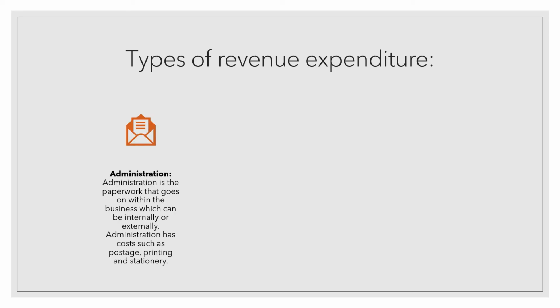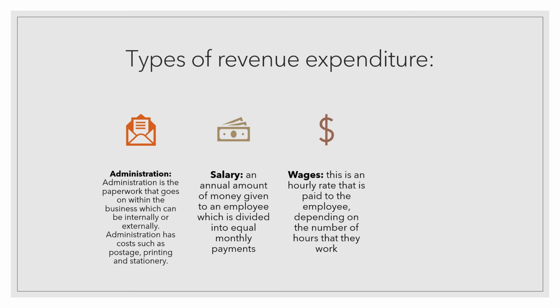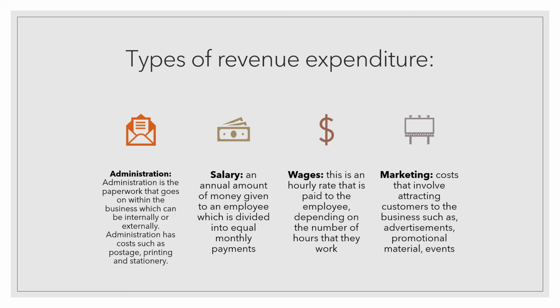Then there's administration. Administration is the paperwork that goes on within a business. It can be internal or external. And administration has costs such as postage, printing, stationery. Salary. Salary is an annual amount of money that is given to an employee, which is divided into equal monthly payments. Wages. This is an hourly rate that is paid to the employee, and it depends on the number of hours that they work. And there's marketing. That's cost that involves attracting customers to the business. So that could be advertisement, promotional material, events.